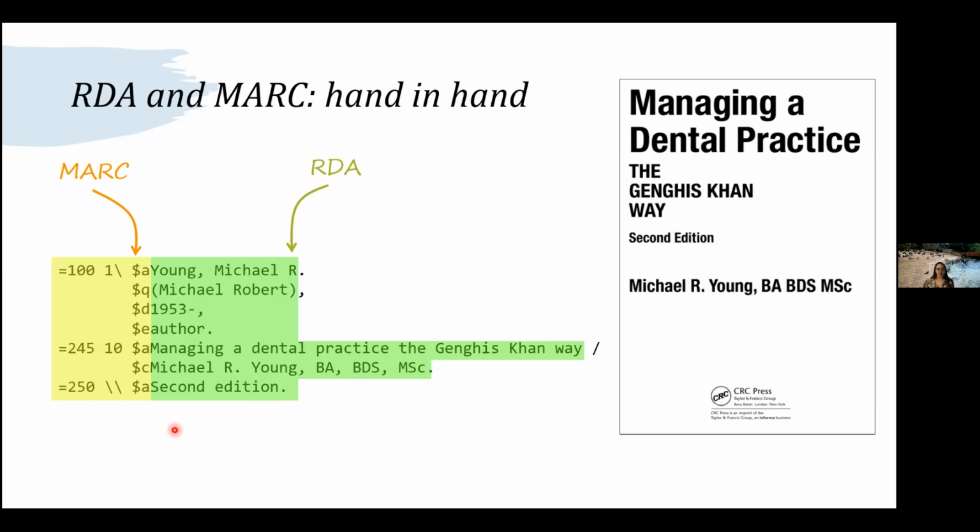In the yellow is MARC, and that is saying that the title field is a 245 field. The main title goes in a subfield A, remainder in subfield B if it has one, and then the statement of responsibility goes in subfield C. MARC also says there can only be one 245 field, and within that field you can only have one subfield A, B and C. They can't be repeated. So that's them working hand in hand.